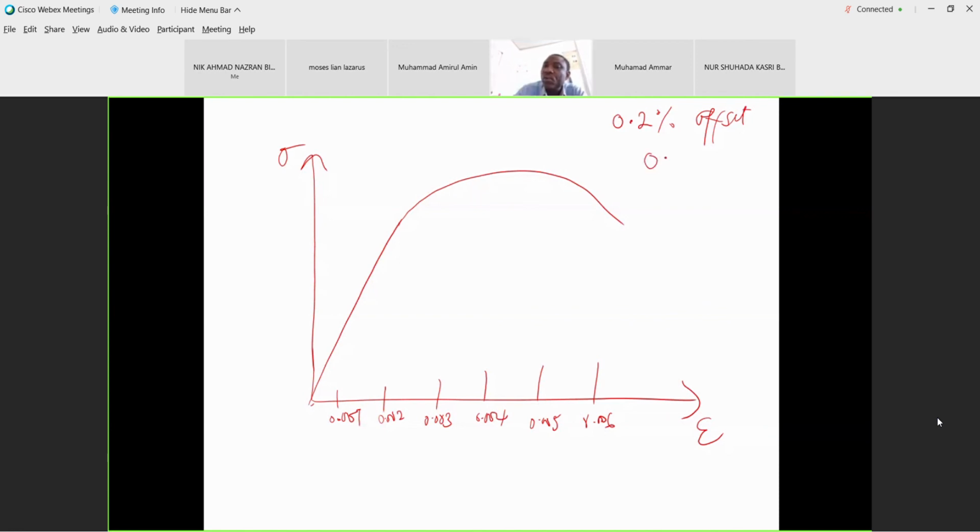What does this mean? 0.2% is 0.2 divided by 100. What is that? I need somebody to press the calculator. I don't have time. 0.2 divided by 100. Thank you. That gives 0.002. So for you to determine your yield stress on this graph, you go to your strain axis and look for 0.002. Then you draw a line parallel to your elastic line. So this line here must be parallel to this.